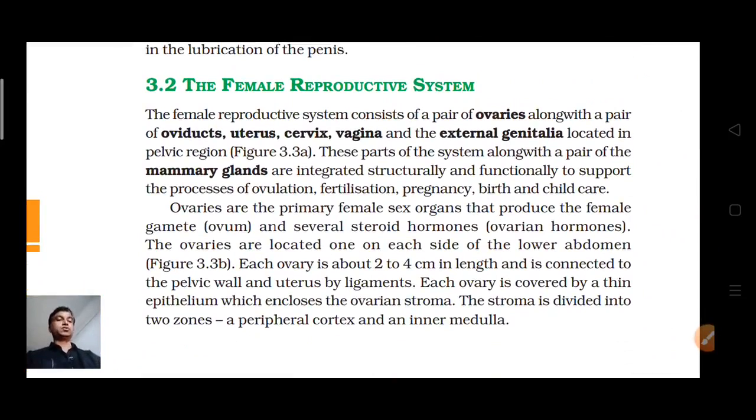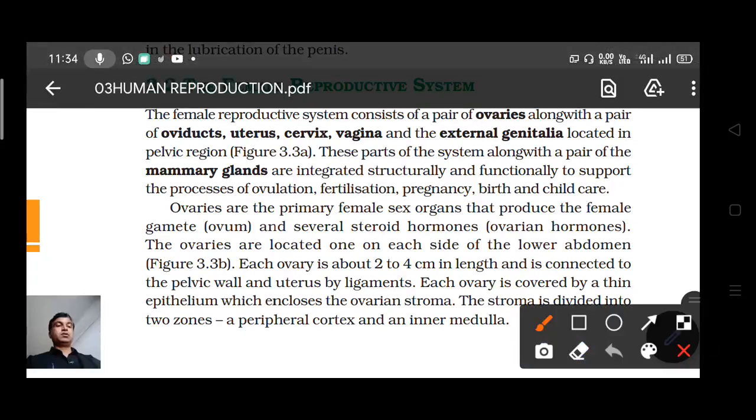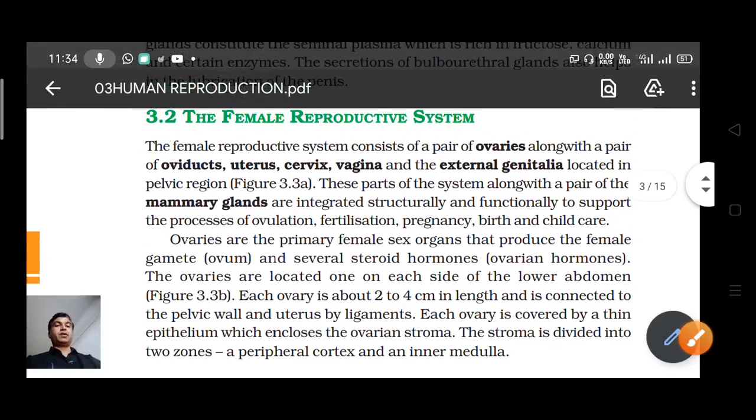I think you have understood. We have almost covered this topic in detail in the board work. Now come to the female reproductive part.